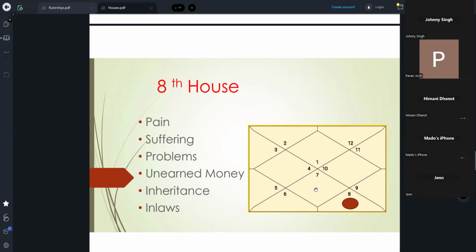So if the second house is your money, then the second house from this house becomes other people's money. Make any sense? Yes, no, maybe. If there's any confusion, just let me know.